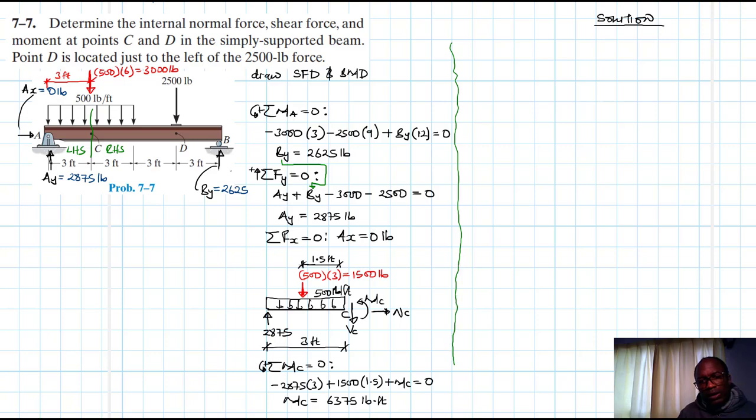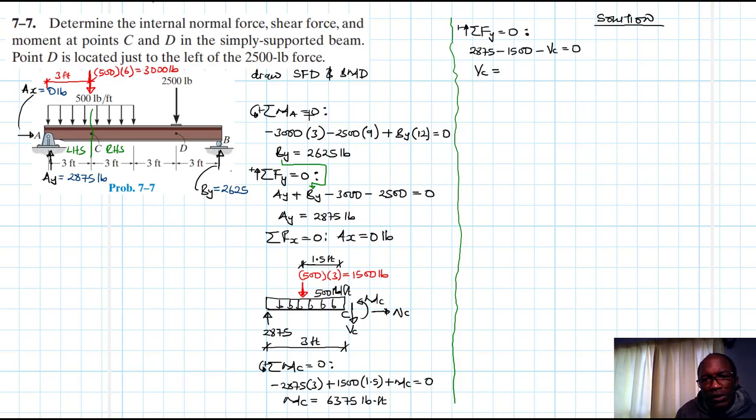All right, let's create a boundary there. Great. So where are we? So we need now to find the vertical component. So say summation of forces in the y equal to 0, going up in our reference. What do we have? We have 2875 minus 1500 minus VC equal to 0.